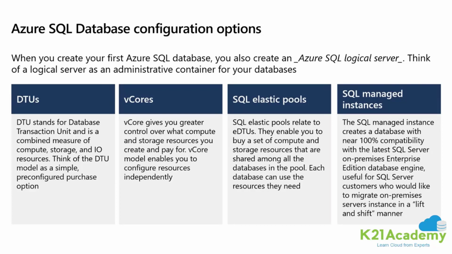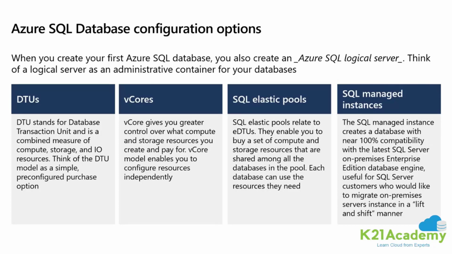So we assign DTUs to the databases. You might have two databases, A and B. So A database is having 100 DTU. And to the B database, you have assigned 1000 DTU. So the B database is 10 times more performant than the A database. So DTU works like that.